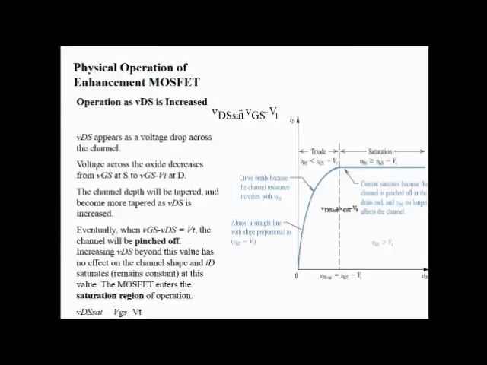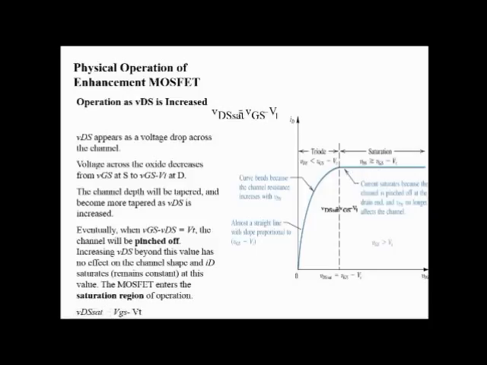Now what are the effects on the operation when VDS is increased? VDS appears as a voltage drop across this channel. When the voltage across the oxide decreases from VGS at S to VGS minus VT at D, the channel depth will be tapered and become more tapered as VDS is increased. So you can see how it is becoming tapered as VDS is increased.